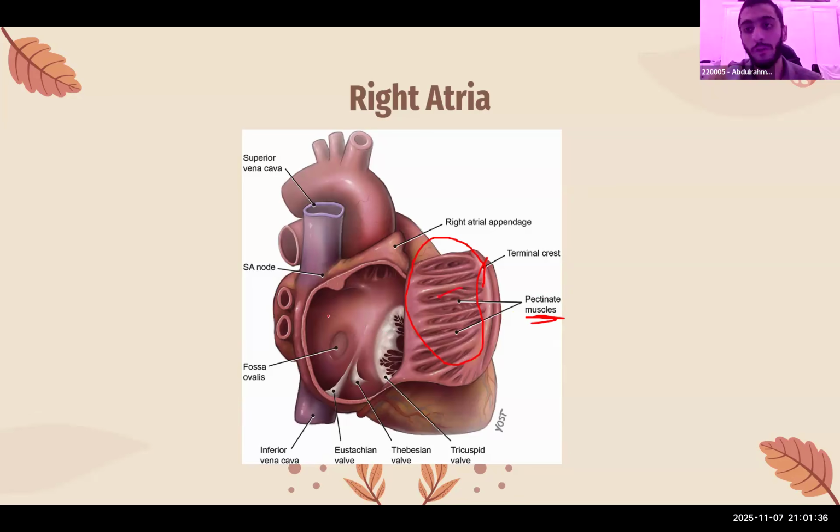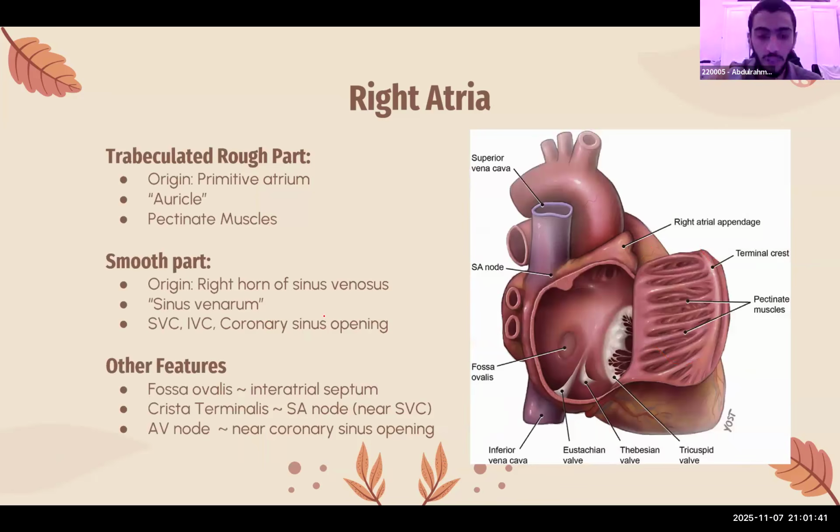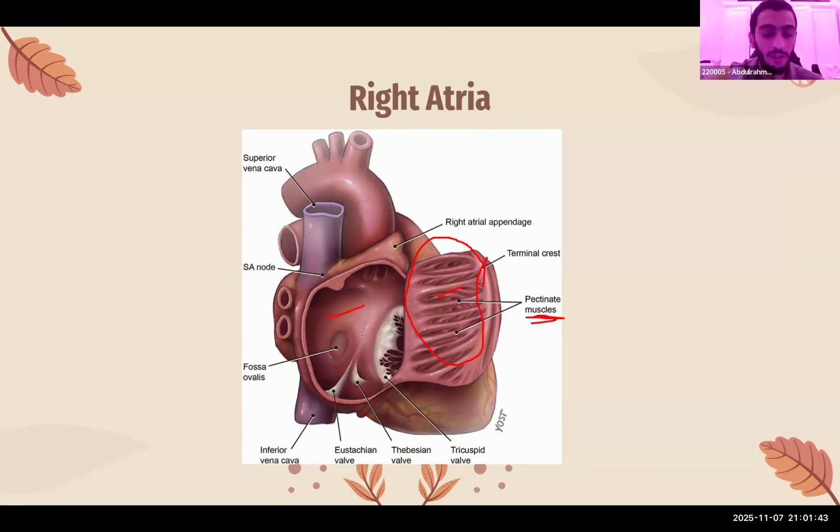We have a smooth part right here. And now the smooth part is called the sinus venarum. And then we have the openings. So what are the openings in the right atria? So for the right atria, don't try to memorize it. Think of the function. The right atria is receiving the venous blood, right? And so the openings should be for the venous blood.